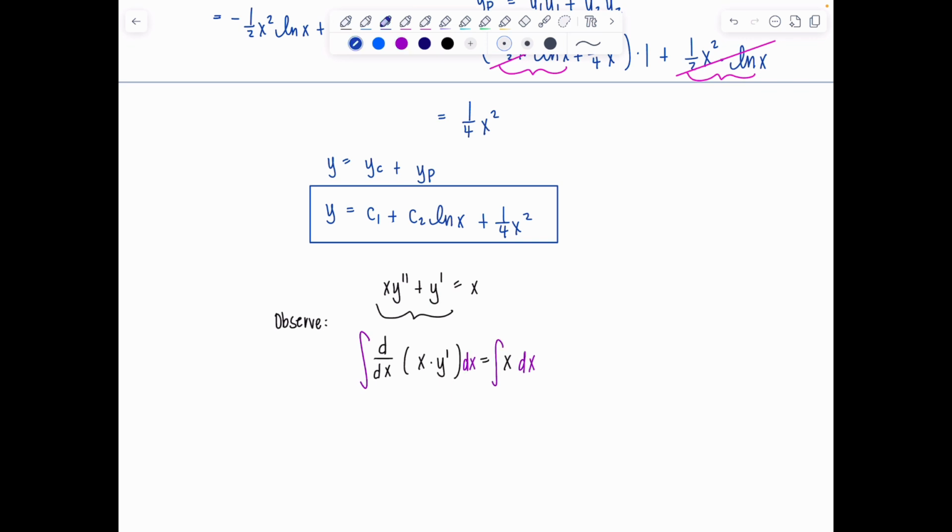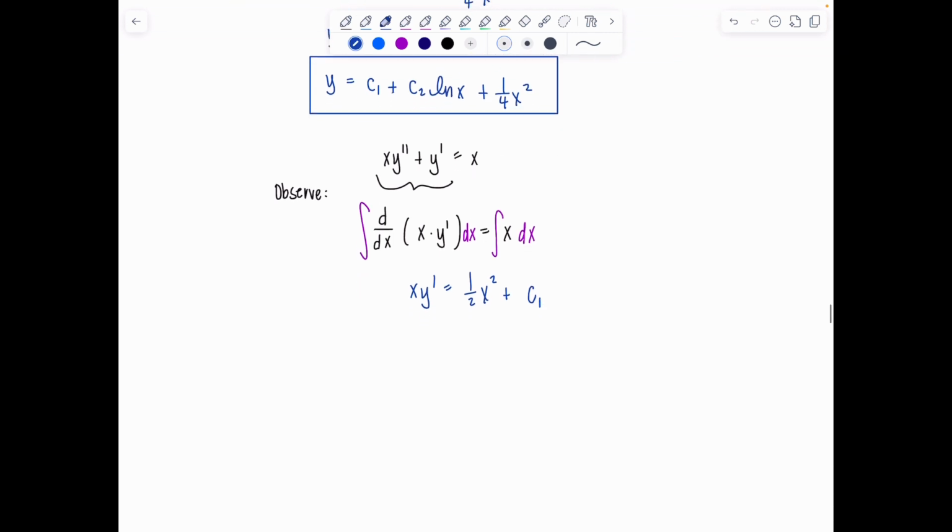Okay. On the left-hand side, we'll just have x y prime equals 1/2 x squared plus, I'll just say c1. Now what do we do from here? Divide everybody by x. So y prime is 1/2 x plus c1 over x. Well, if that's y prime, that's the same as saying I have dy dx over here.